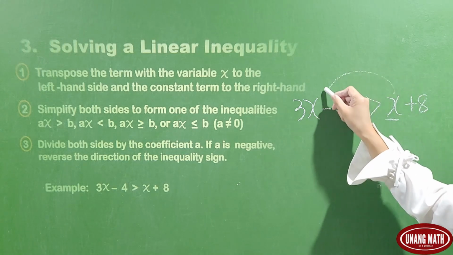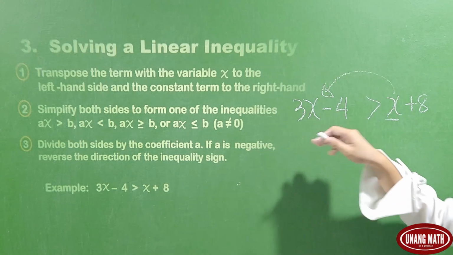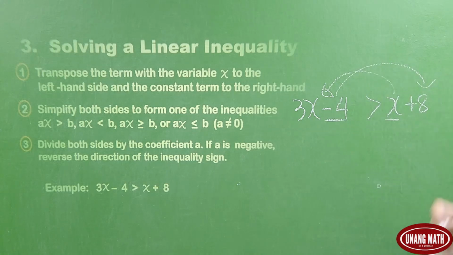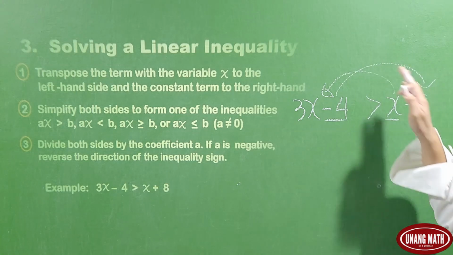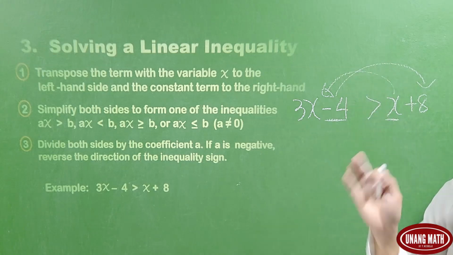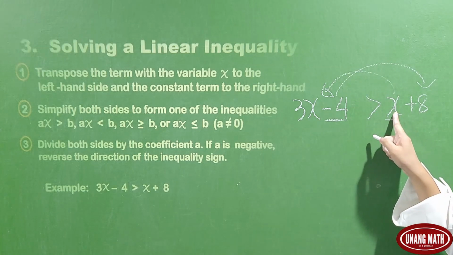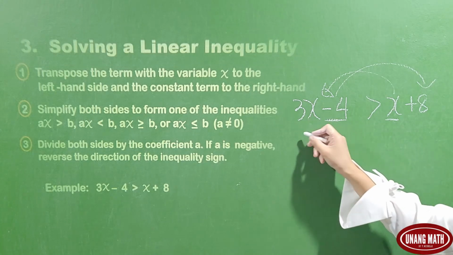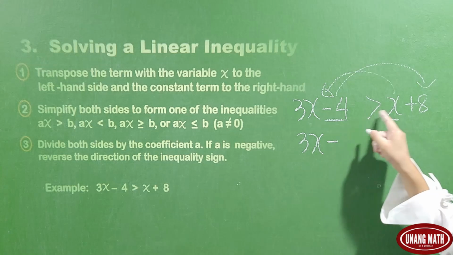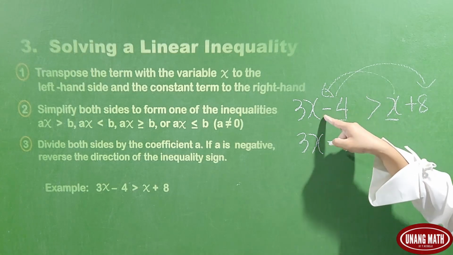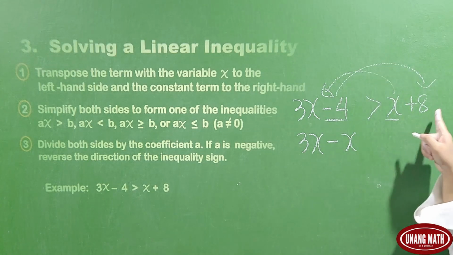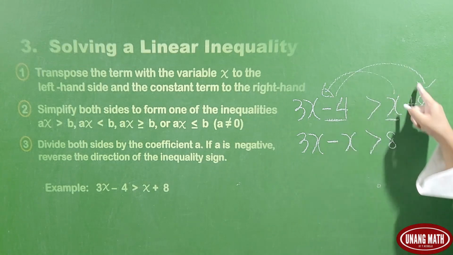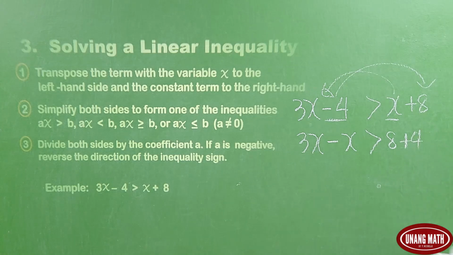We have to transpose this on the left side, and this negative 4 should move on the right side. Remember that if we are transposing, the sign changes. This is positive x. If we move it to the other side, it will become negative x. So 3x minus x. What about negative 4? It becomes positive 4. So this is greater than 8 plus 4.